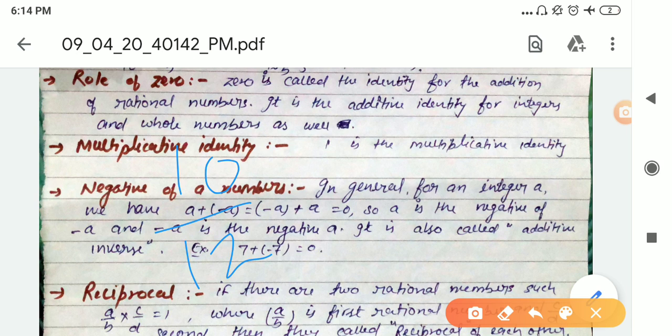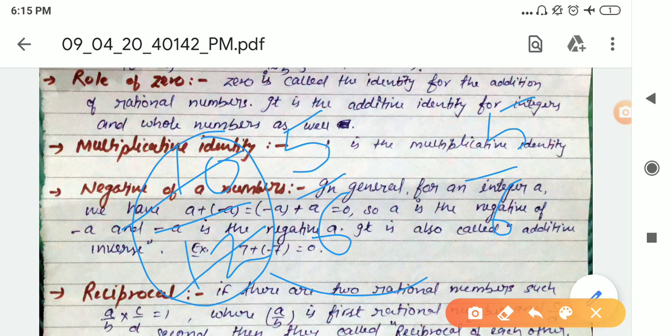You can see there is a common factor between 10 and 12, that is 2. So let me divide it. If I divide 10 by 2, I will get 5. If I divide 12 by 2, I will get 6. So we can say 5 by 6 and 10 by 12 have the same value, because their simplest forms are equal. So we can say that 10 by 12 is an equivalent rational number of 5 by 6.